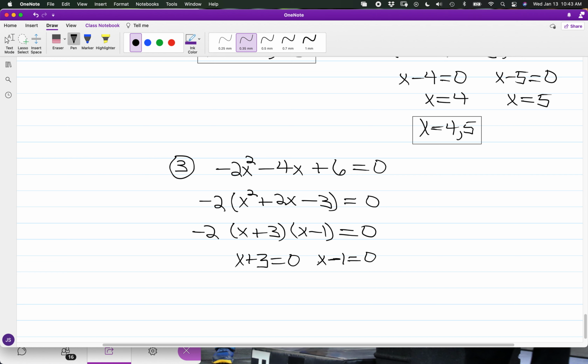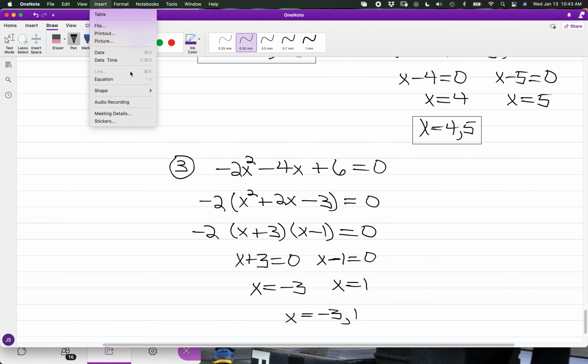And if we set each of these equal to 0, we're going to have x is equal to negative 3, and also x is equal to 1. So you're going to have a couple of solutions with negative 3 and positive 1. Okay.